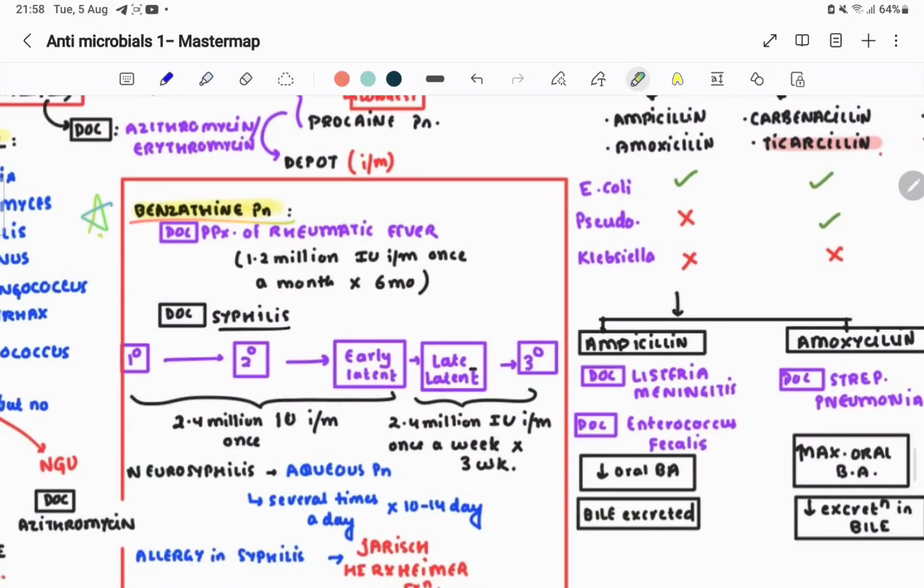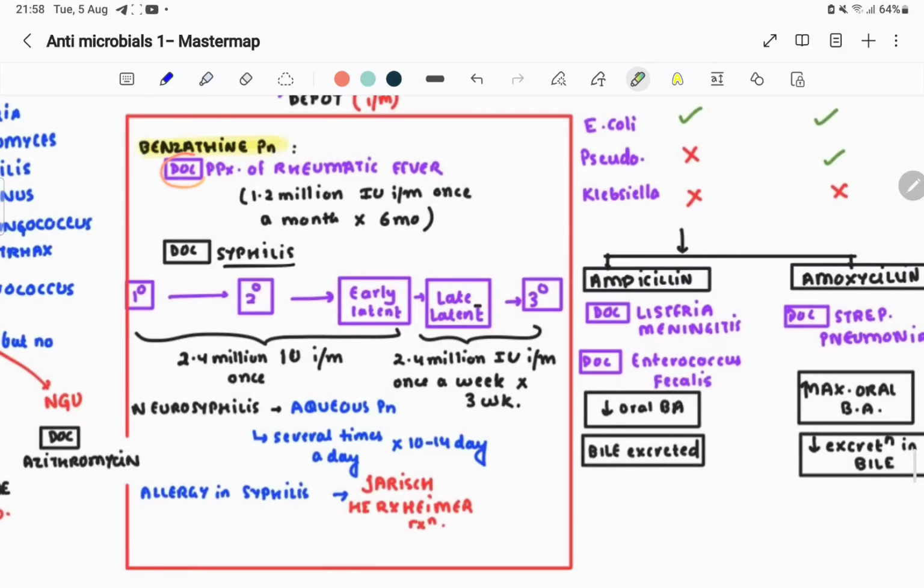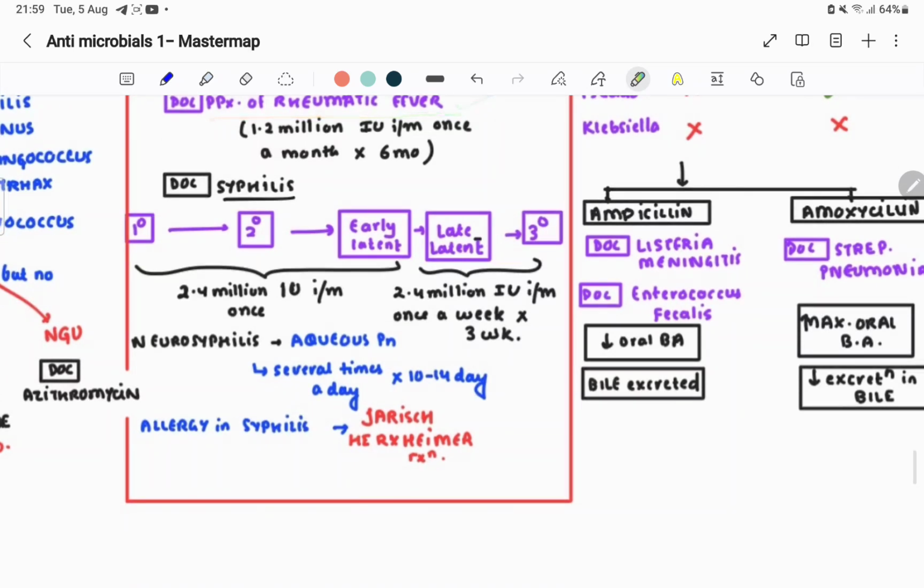Some important points about benzathine penicillin. It is the drug of choice for prophylaxis of rheumatic fever. You give 1.2 million international unit IM once a month for 6 months. So this is given for the prophylaxis of rheumatic fever, not the treatment, prophylaxis.